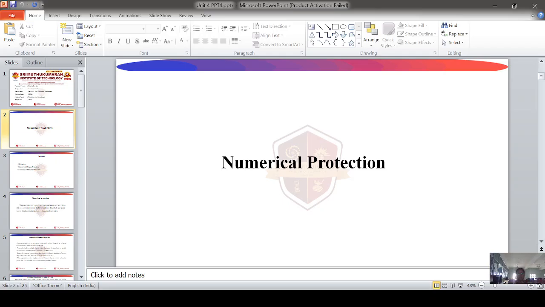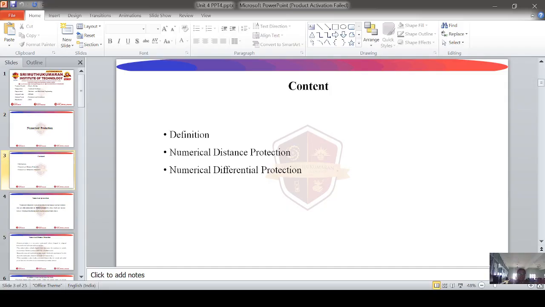In this presentation, we have discussed the topic on numerical protection in power systems. The content list covers the topics: definition, numerical distance protection, and numerical differential protection.